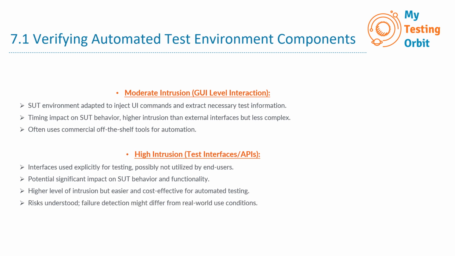And the last one is risks understood. Failure detection might differ from real-world use conditions. So when using these APIs, it is important to know the risks. Sometimes the way the system detects failures during testing might be different from how it happens in real-world situations. For example, if a failure occurs while using these special testing pathways like the APIs, the system might react differently than it would if the same failure happened under normal conditions used by regular users.